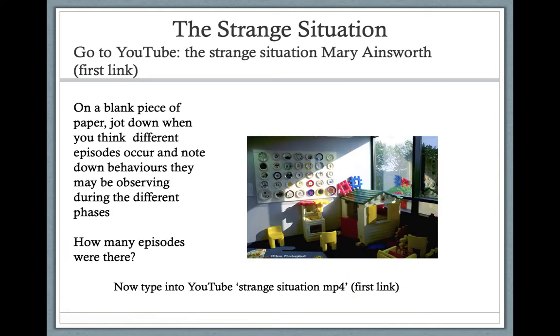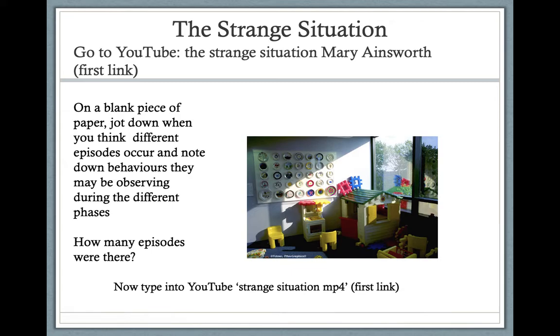So instead of describing to you the strange situation study, it's easier if you go and have a little look. If you go to YouTube and type it, you have to type it exactly, otherwise it comes up with the wrong links. But if you type in the strange situation Mary Ainsworth, it is the first link. And then what I would like you to do after you've watched that first video is, on a scrap piece of paper, you can throw it away afterwards, jot down when you think the different episodes are occurring.